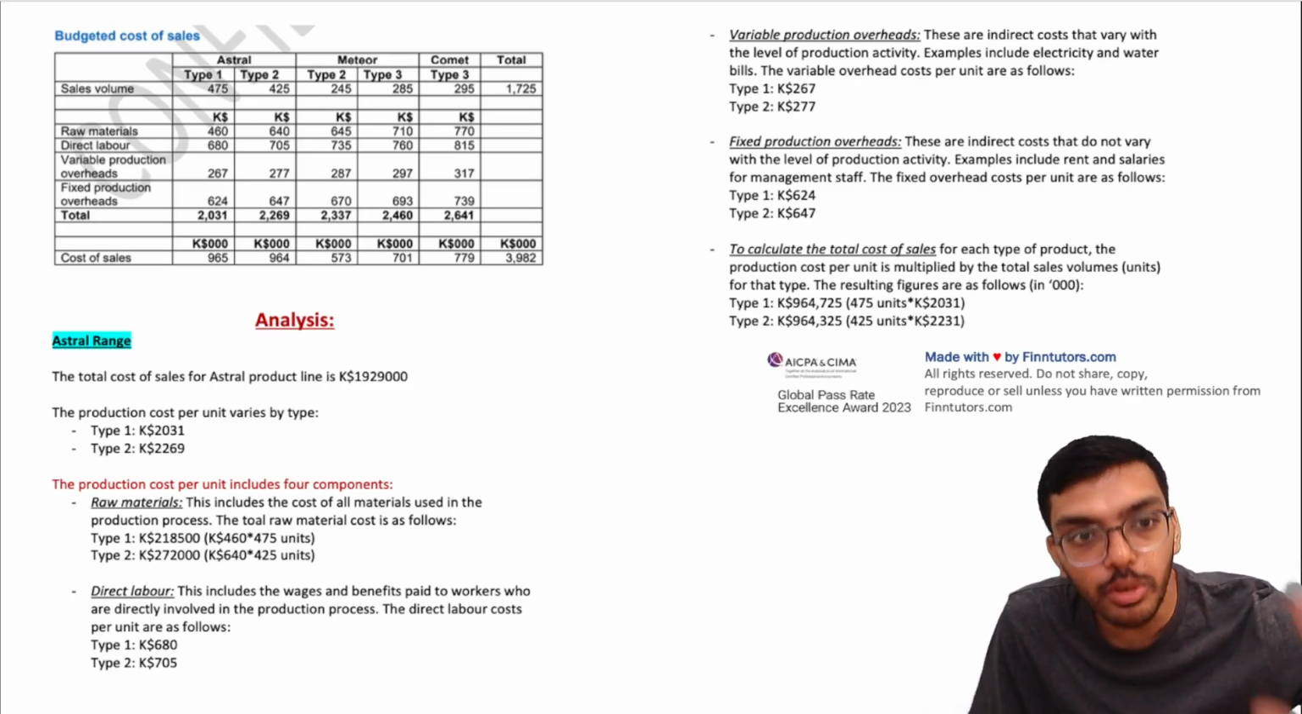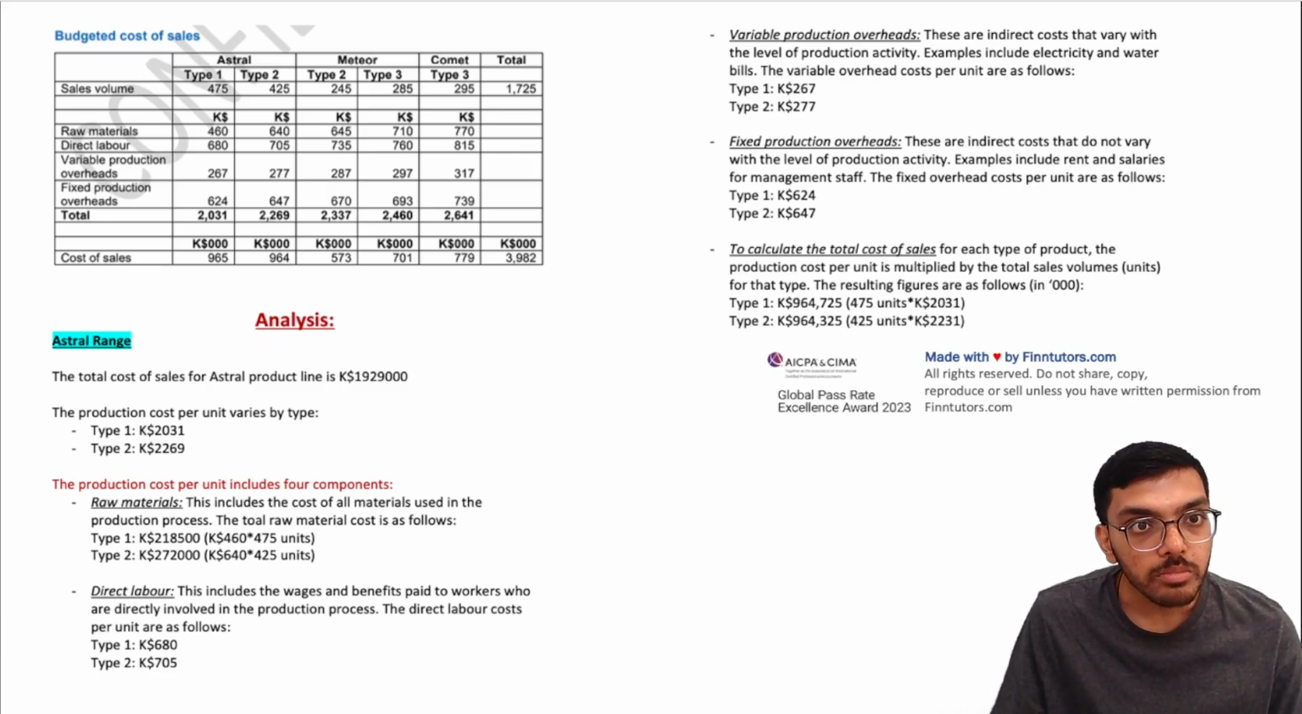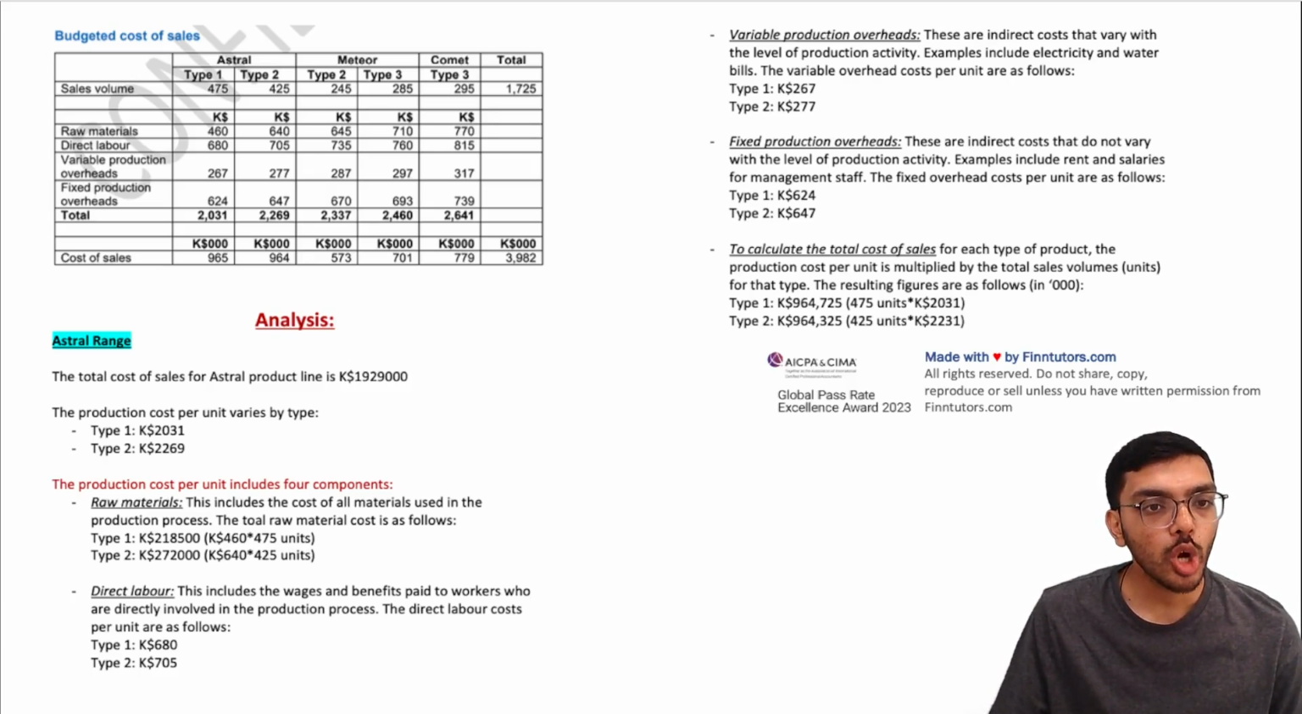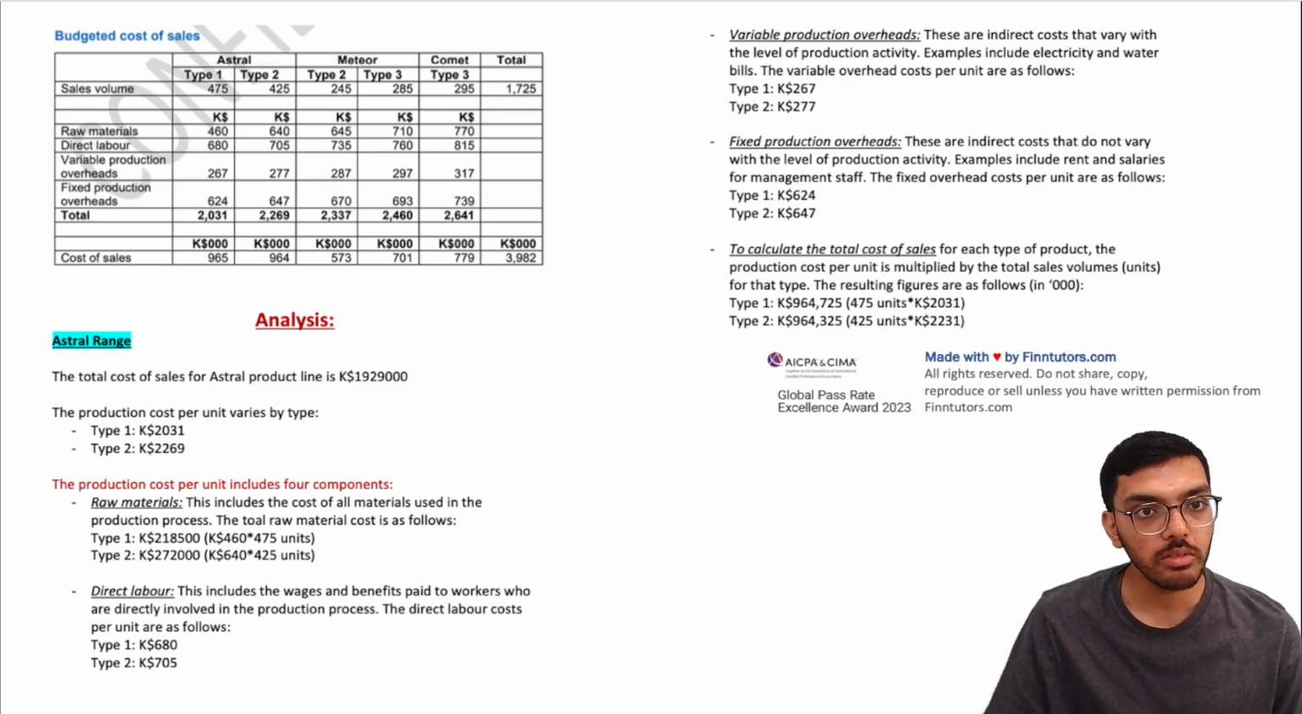So what we have done for you over here is, the total cost of sales for the Astral product line is 1929000, very clearly given to you. The production cost per unit varies by type. For type 1, it's 2031 to make. For type 2, it's 2269.